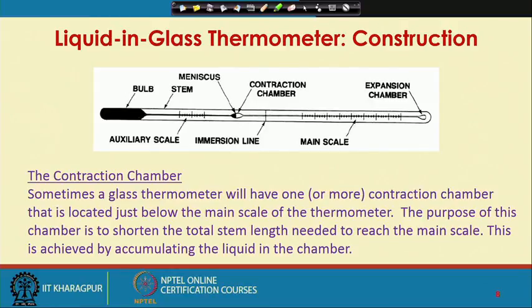Next, the contraction chamber. Sometimes a glass thermometer will have one or more contraction chambers that are located just below the main scale of the thermometer. The purpose of this chamber is to shorten the total stem length needed to reach the main scale. This is achieved by accumulating the liquid in the chamber. So, if there is no contraction chamber, the length of the thermometer may increase, particularly for measurement of high temperatures.